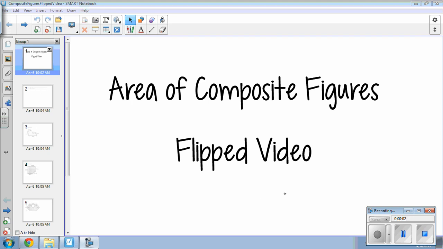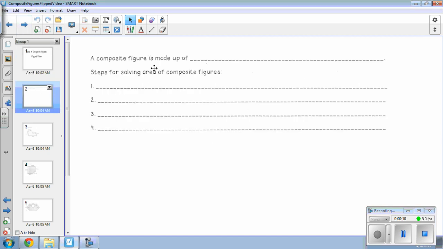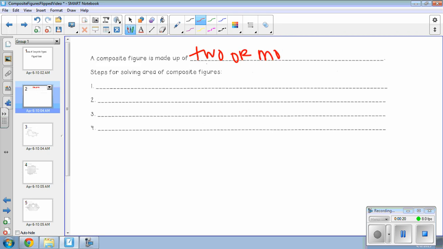Alright guys, let's do a video over the area of composite figures so that we can remember how to do those. Okay, at the top of your page is a couple of things we need to fill out. It says a composite figure is made up of two or more geometric figures. So when we mean geometric figures, we mean rectangles, triangles, circles, general figures that come off of our formula chart.